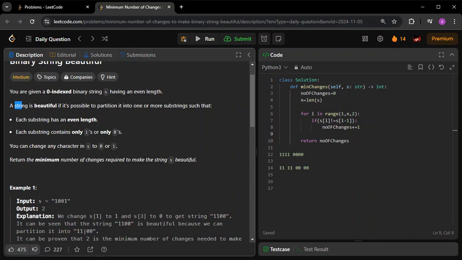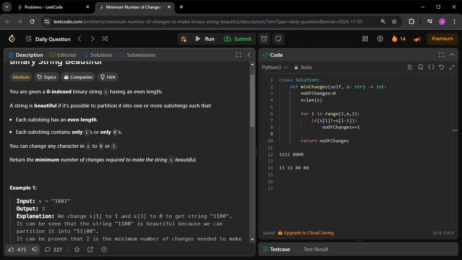Okay, a string is beautiful if it's possible to partition it into one or more substrings. Remember, they are saying one or more substrings. So I am assuming that you know what is the meaning of substring and how it is different from a subsequence. Subsequence basically means you can take anything, they need not be neighbors of each other. Those elements need not be adjacent to each other. That is the meaning of subsequence. But here I am talking about substring. Substring basically means you have to take a part of the string, and the elements that you're taking should be adjacent to each other, should be neighbors of each other, should be connected to each other. That is the basic idea here.